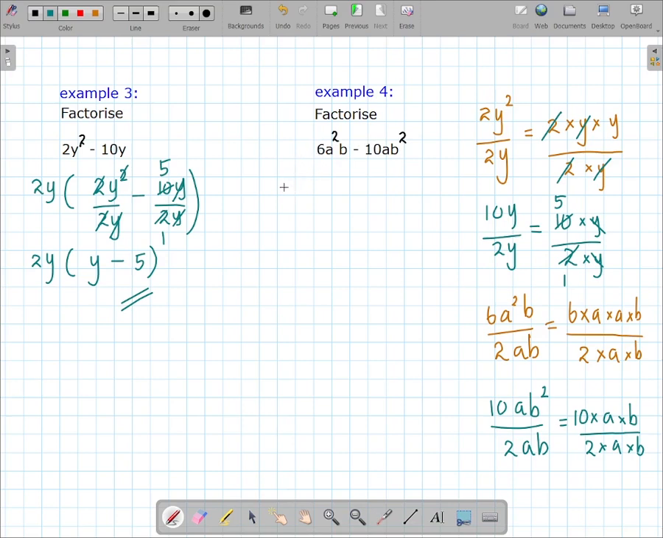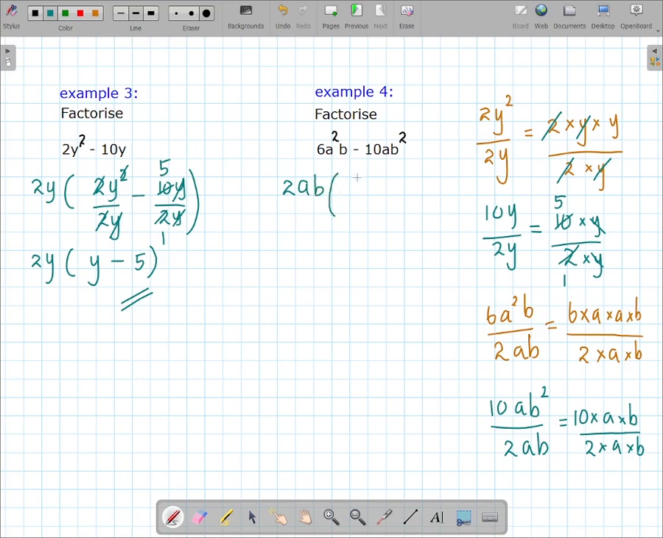So 2, then check the unknowns. Here a to the power 2, here a to the power 1. So you have to take a to the power 1 out. Then here b to the power 1, here b to the power 2. So you can take b also out.